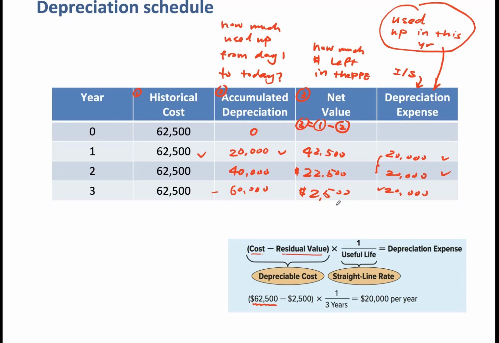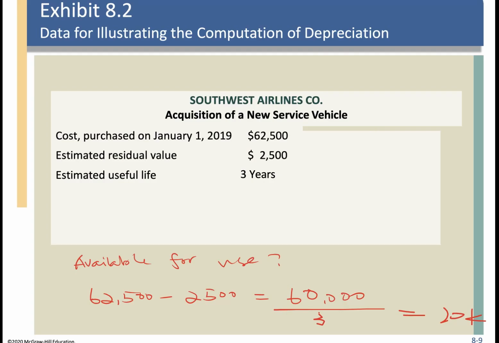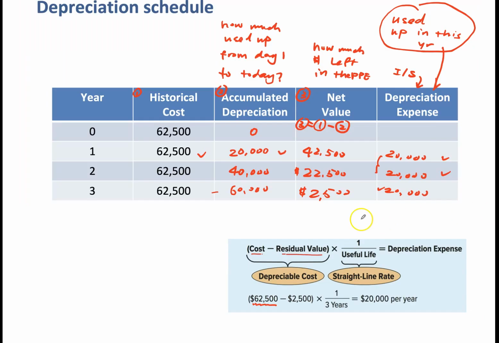Now pause the video, think about this question. Have you seen this 2,500 somewhere before? Yes, you did. That is the residual value you have estimated, right? So you can see this is actually really a good schedule, because at the end of the day, the net value of the vehicle reflects how much is left in the PP&E, 2,500 left in the PP&E, which is your estimated salvage value when you sell this vehicle to the scrapyard.